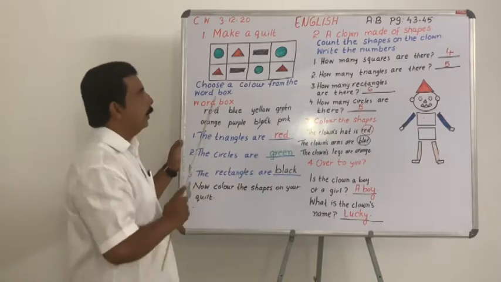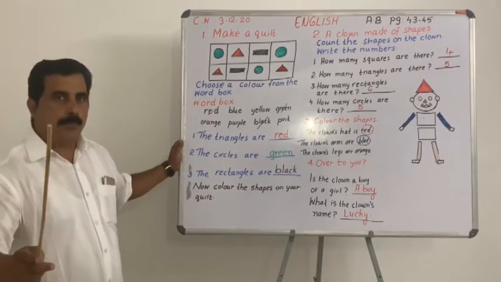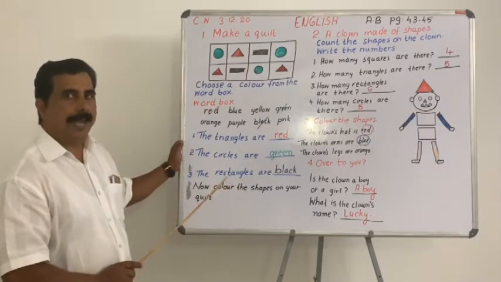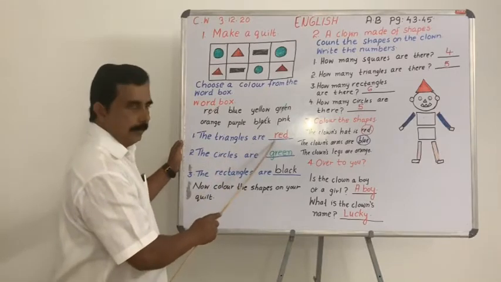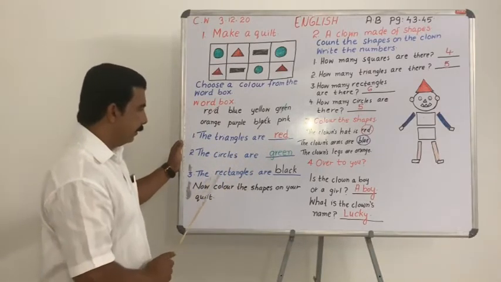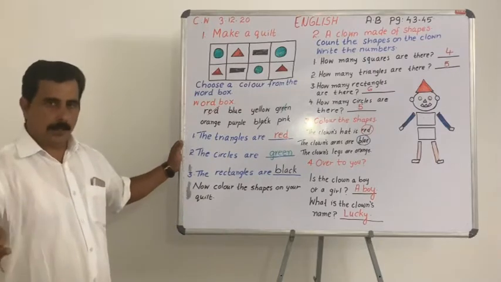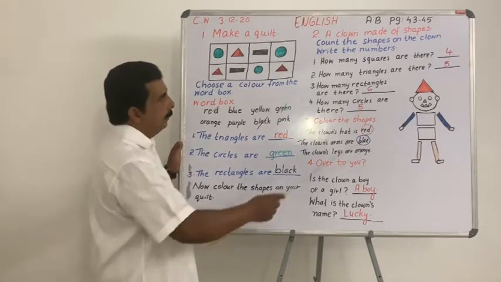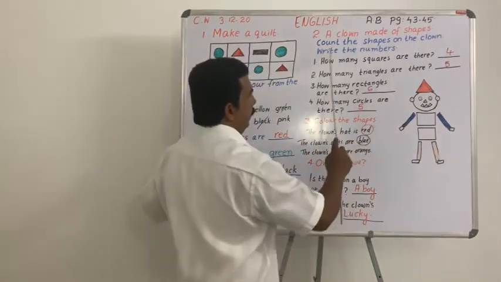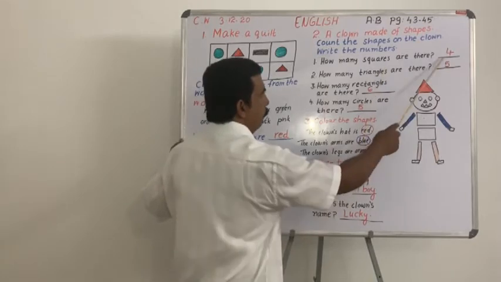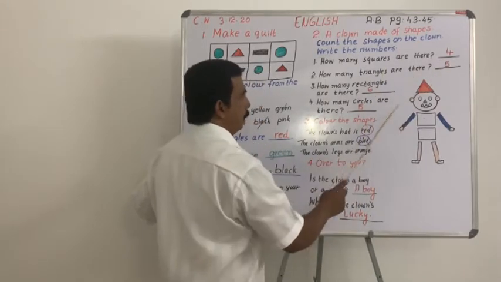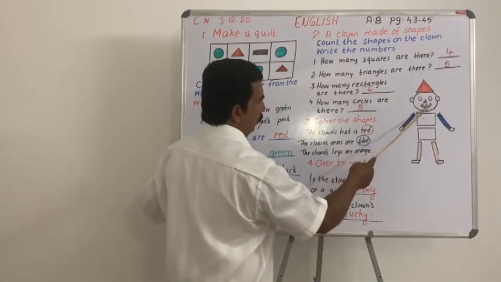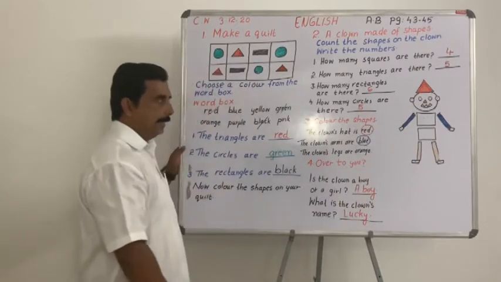From the word box you have selected different colors and filled in the missing letters, or you have done a fill in the blank type question. The triangles are red, the circles are green, the rectangles are black. Then you met a clown and you read and wrote: how many squares? 4. How many triangles? 5. So how to count? You count like this: 1, 2, 3, 4, 5, and you wrote the answers.